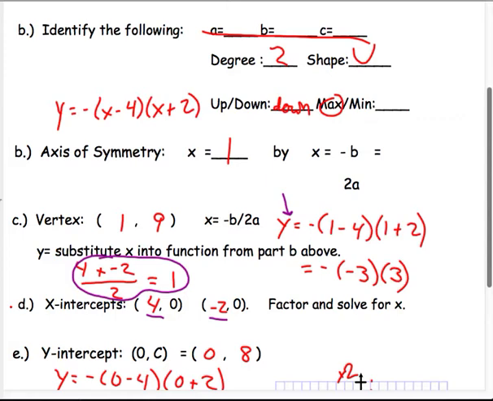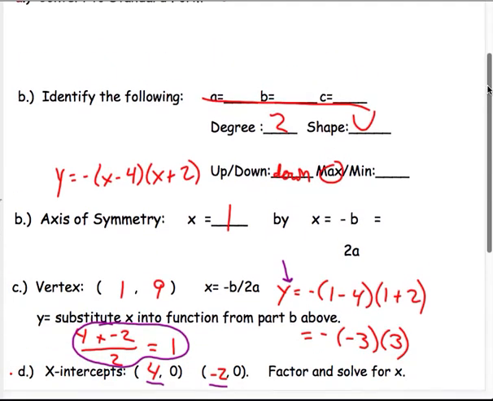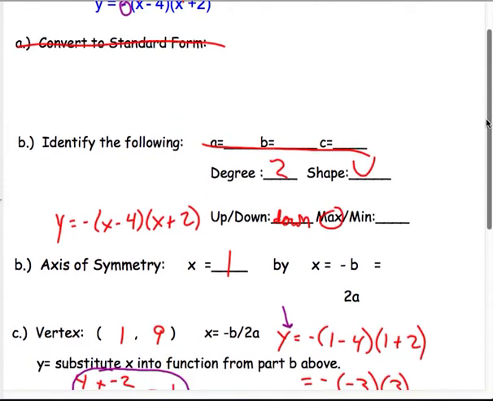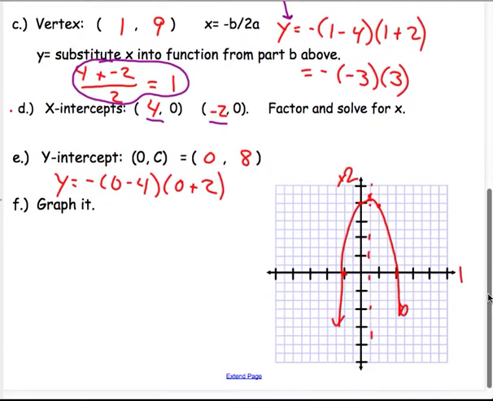Degree, shape, same as the first example, opens down because we had that negative sign outside the parentheses, scrolling back up right here, so that's why the parabola opened down. And because it opened down, we had a maximum value. Y-intercept, we substituted 0 for x into the equation and solved and got 8. So then we plotted our vertex, our intercepts, and then again use that axis of symmetry to reflect the y-intercept.